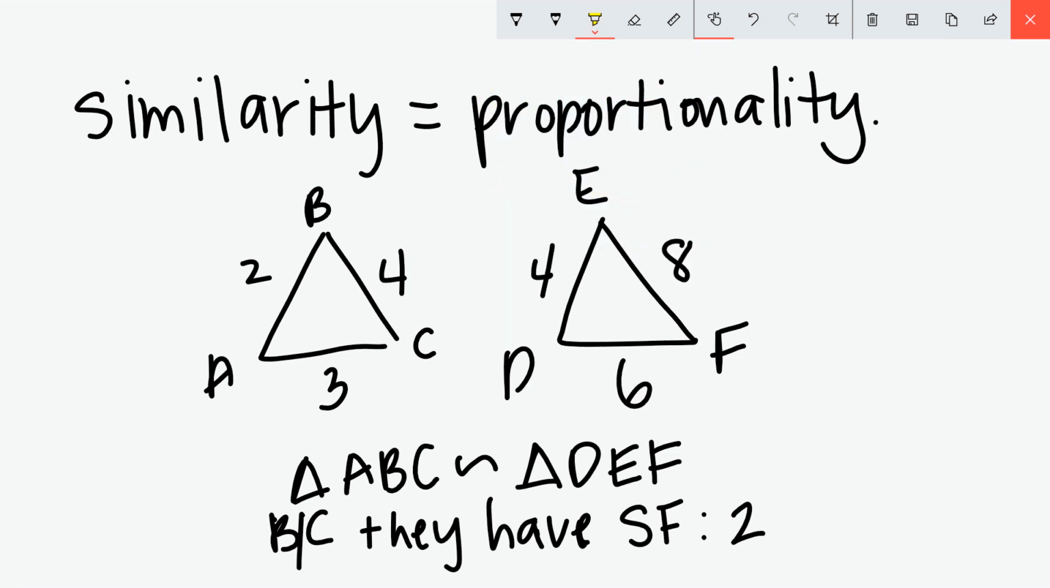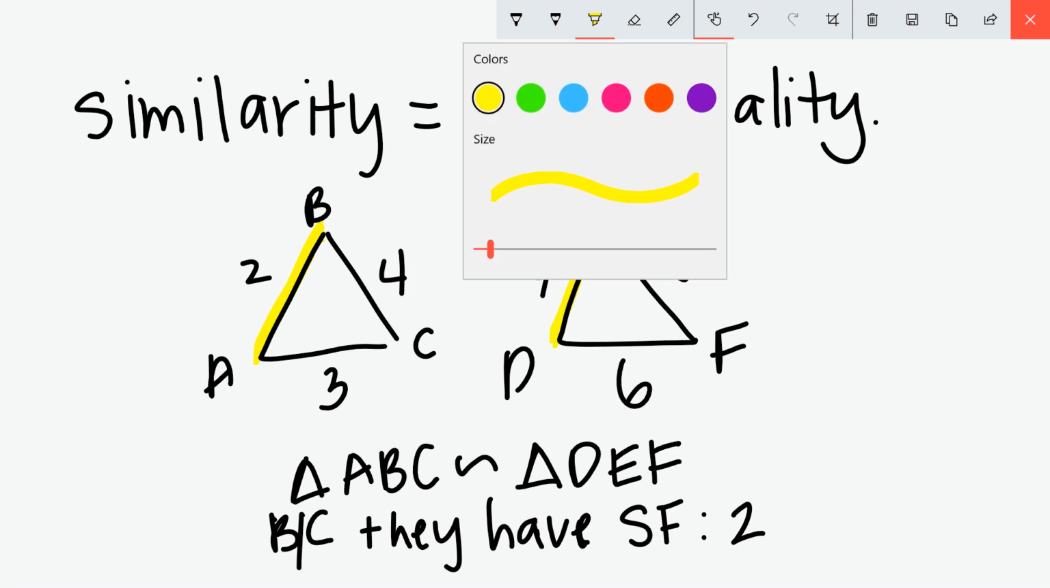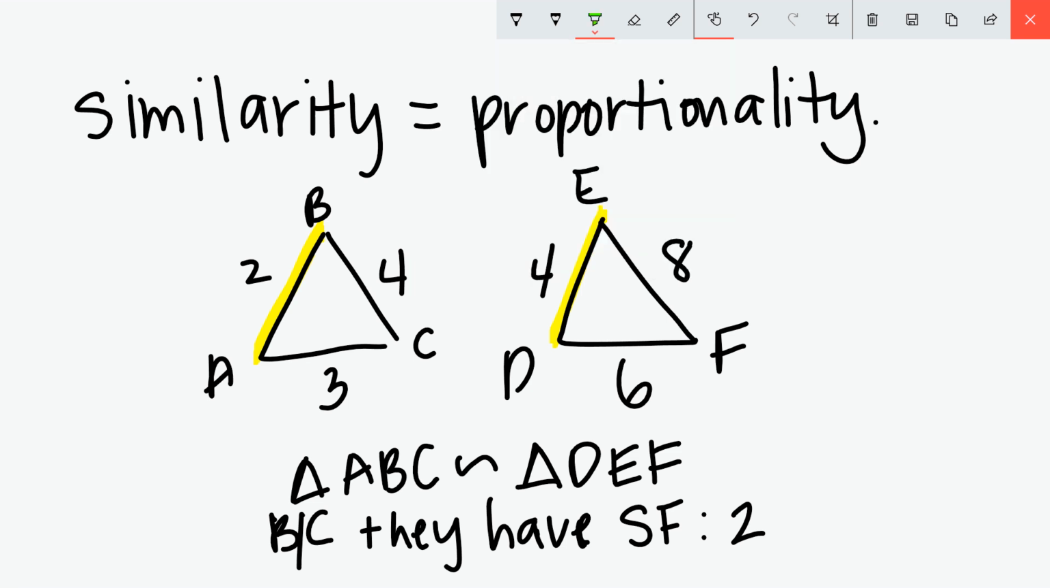And I know this because I'm matching up those sides, right? Remember that your letters have to be in order. So A to B has to go to D to E, and then B to C has to go to E to F, and D and F link A and C. Okay, so we say that they're proportional because they are similar.